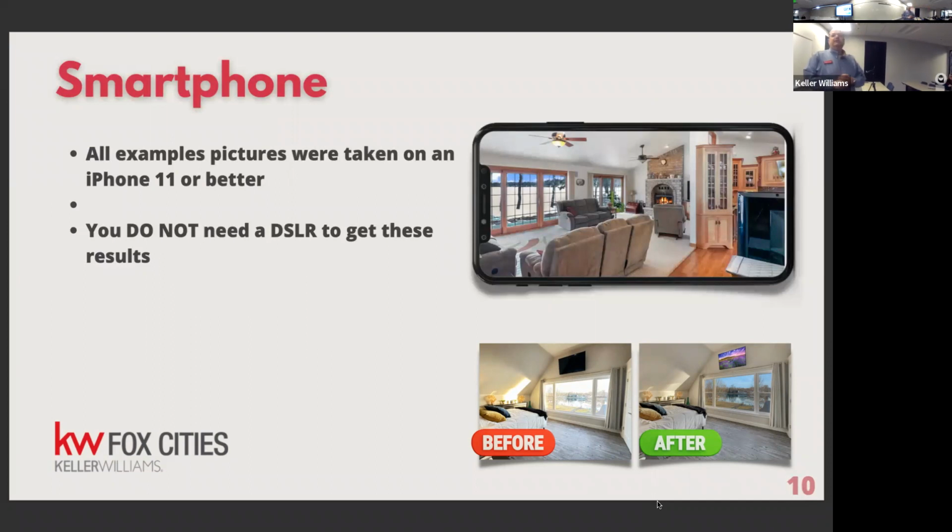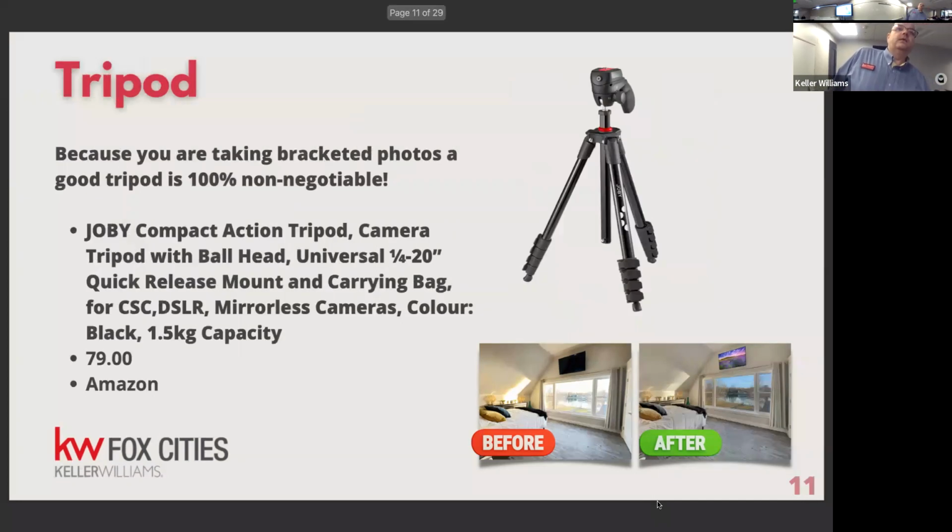Again, you don't need a $1,000, $1,500, $2,500 piece of camera gear to do this. You just need a tripod, you need your smartphone, and that's really it, and a website to go to. Okay, tripod, 100% non-negotiable. The reason it's non-negotiable is that when you take bracketed pictures, the camera can't be moving. And a bracketed picture, and I'll show you in a minute, is a series of X amount of pictures that are going to be overexposed and underexposed, and then they get brought together to make one picture.